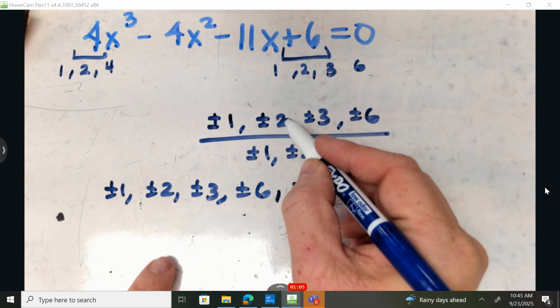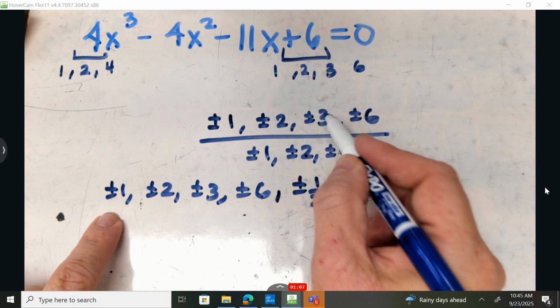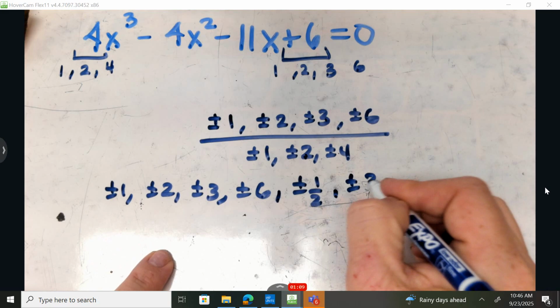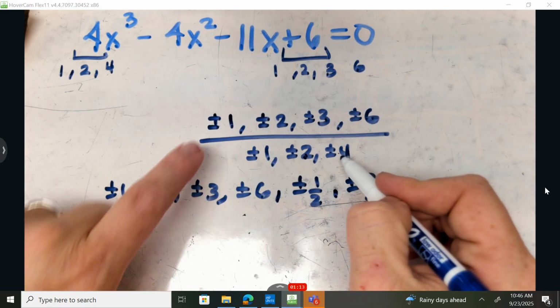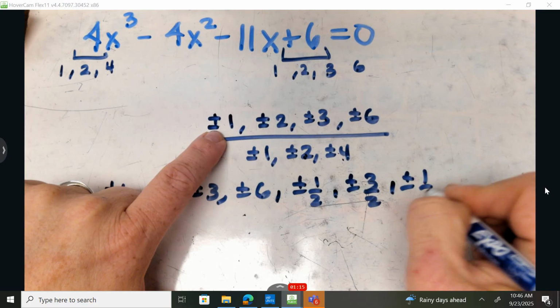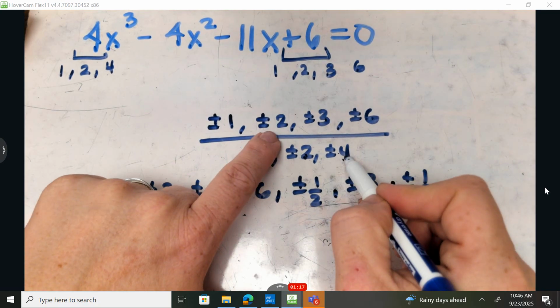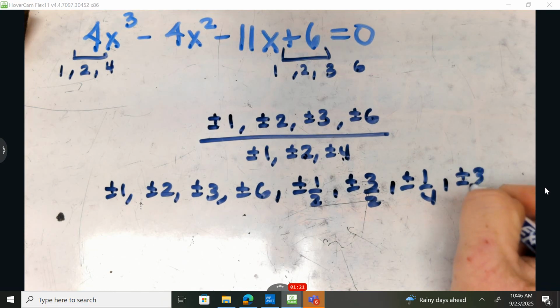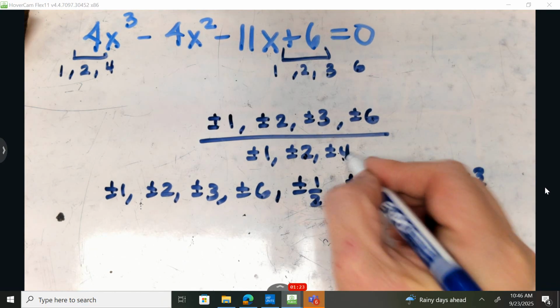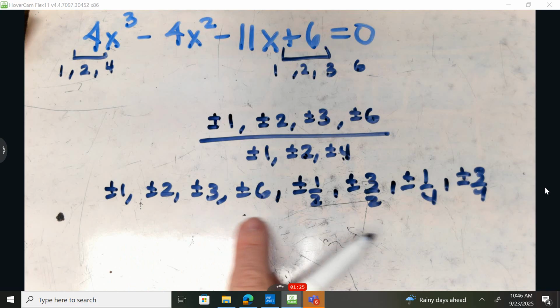Oh, sorry, I did the wrong one. 2 divided by 2 is 1, but we haven't listed 3 halves. We haven't listed 3 halves, and 6 divided by 2 is 3. Okay, then we have 1/4. 2 over 4 is reduced to 1/2. 3 over 4 we have not listed. 6 over 4 is equivalent to 3 halves. So these are all the possible rational roots.